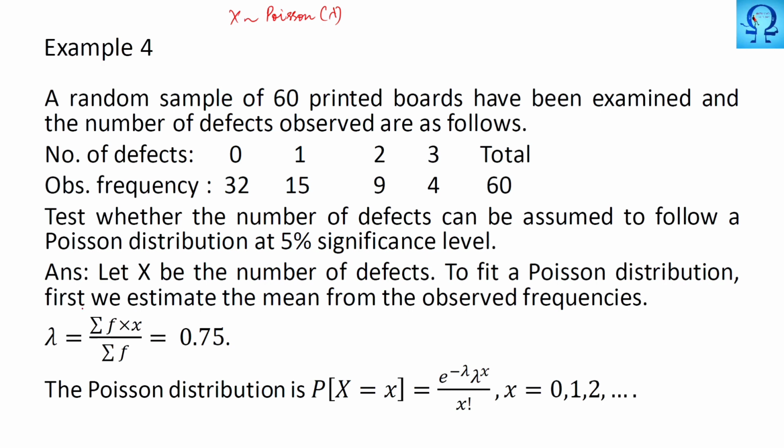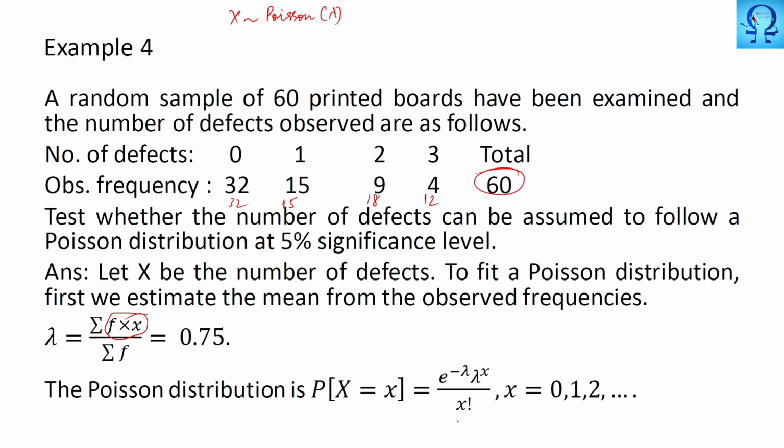Here, that can be estimated with this thing. So, summation, sum of all the frequencies times x upon summation f. So, it is summation f cross x. So, you just multiply these two things, multiply these two things, multiply these two things, multiply these two things, add them up, and just sum the number of frequencies, that is 60. Okay. So, that gives us 0.75, right? So that is the parameter lambda.